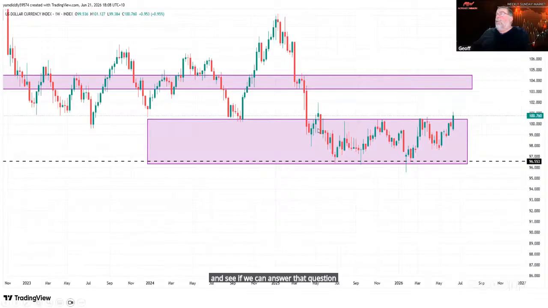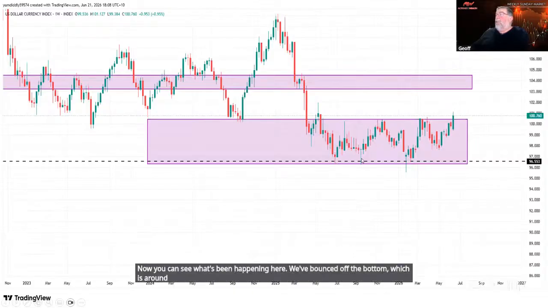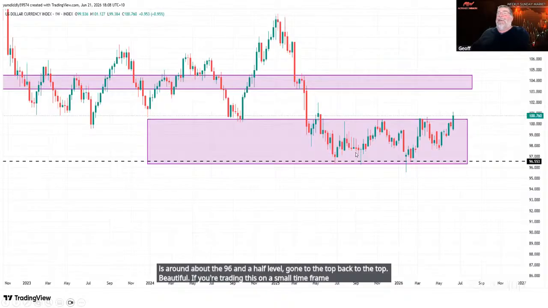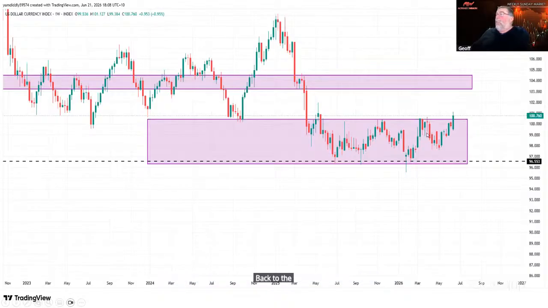This is that range that we were talking about. Now you can see what's been happening here. We've bounced off the bottom, which is around about the 96.5 level, gone to the top, back to the bottom. Beautiful. If you're trading this on a small time frame as a range trader, you should be doing very well. Back to the top, back to the bottom, back to the top. Oh, hang on. We failed to go to the bottom.